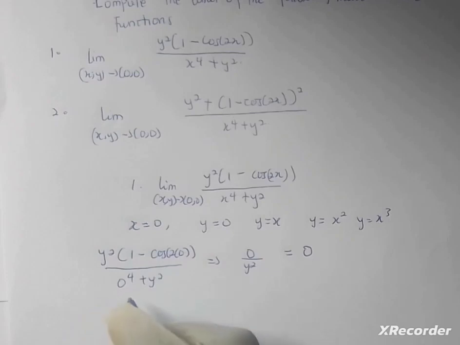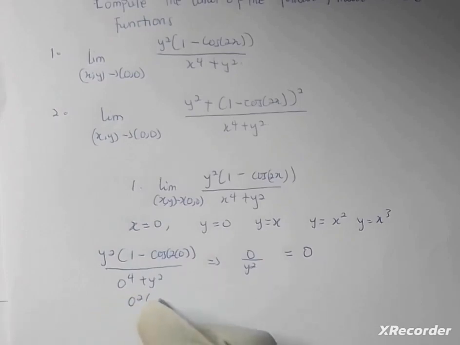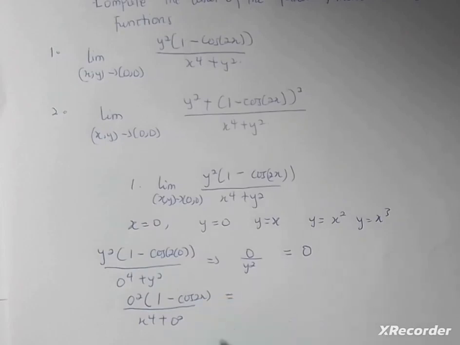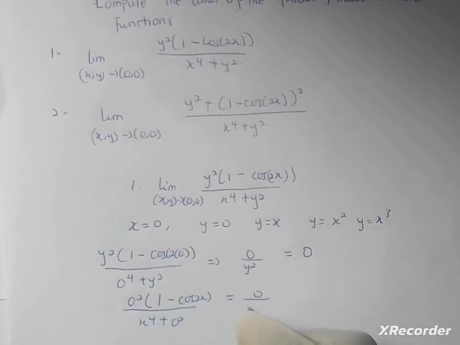Let me find for y is equal to 0. For y equal to 0, I'm going to have 0 squared times (1 minus cos 2x) all over x to the power 4 plus 0 squared. So what am I going to get in this part? Since this factor is 0, my numerator turns 0. So I'm going to have 0 all over x to the power 4. Finding the limit as (x,y) approaches (0,0) will obviously give me 0, because 0 over any number is 0. So obviously our function itself will be 0.